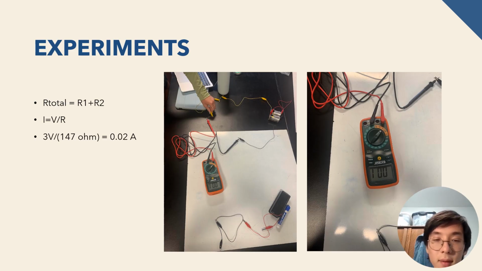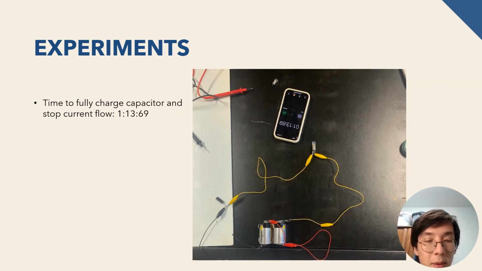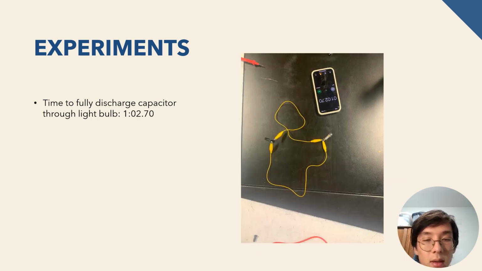So for the first experiment, the measured amperage was 0.01 amps. The calculated value using the technique demonstrated earlier was 0.02 amps. For the second experiment, the time to fully charge a capacitor, which is detected from the time the circuit was all connected to the time that the light bulb completely went out, was 1 minute, 13.69 seconds. In the third experiment, the capacitor was discharged in 1 minute, 2.7 seconds through the light bulb.